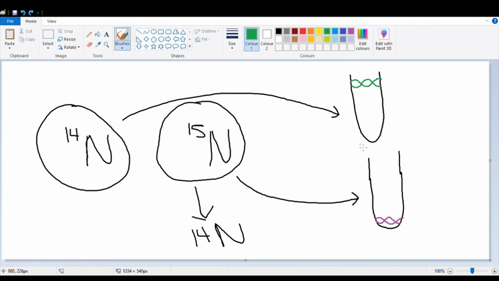Now, they actually discovered that this wasn't true at all, and what they found instead was, give me a second just to erase this test tube.